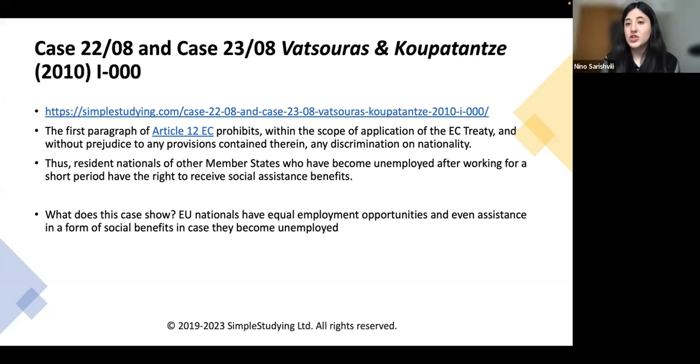What does this case show? You need to refer back to the case. Does this case show that EU law grants equal employment opportunities? It can be argued that this case does show that, because after becoming unemployed, if they have access to social assistance benefit, that helps them to stay in the country and find another job. So it can be argued that in that sense, EU law gives equal opportunities to both nationals and nationals of other member states.